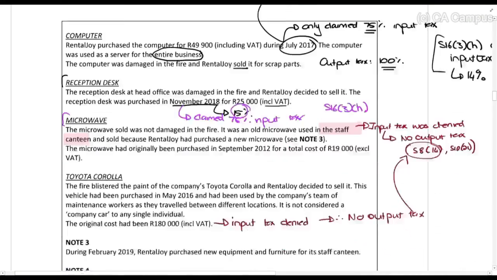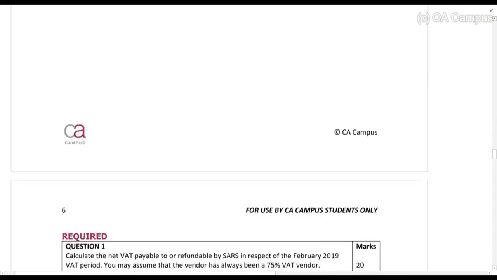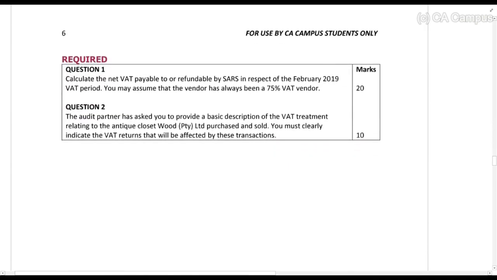All right, so that is it for the read-through of question 1. If you go to the required, it then says calculate the net VAT payable to or refundable by SARS in respect of the February 2019 VAT period. You may assume that the vendor has always been a 75% VAT vendor. So they're just trying to tell you that there's nothing for change in use. All right, guys, so that's it. In my next recording, I'm going to answer question 1, and then we'll continue after that with question 2.